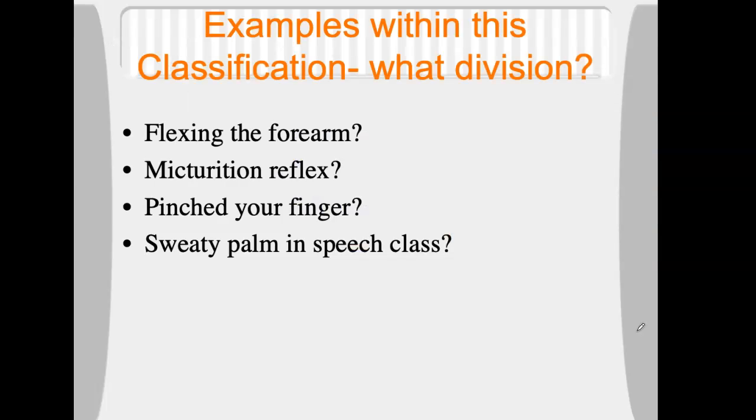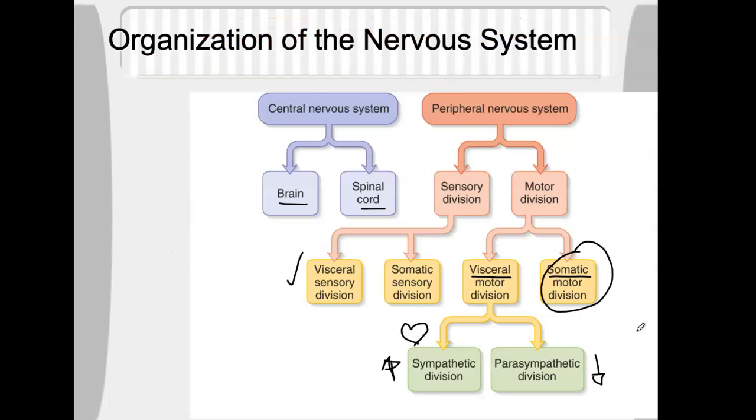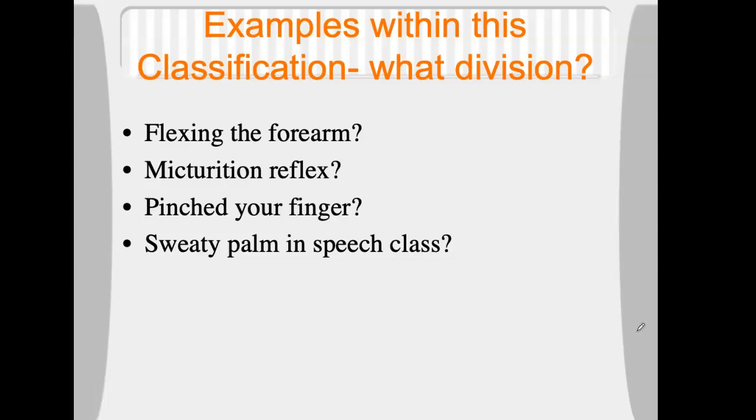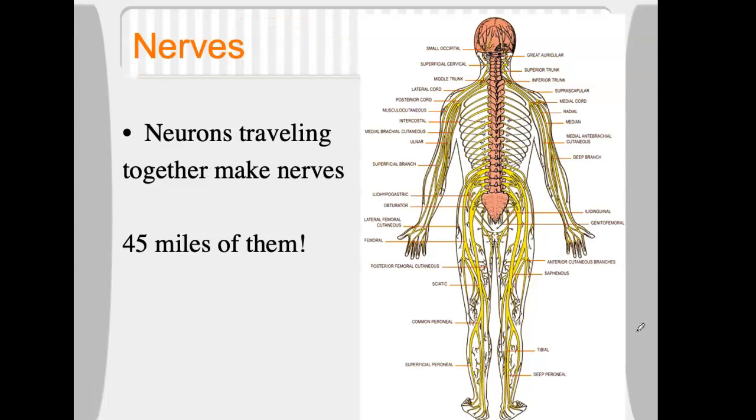What comes next is some examples. I want you just to do these by yourself. What do you think that flexing the forearm is? Where would it fit in this array of boxes here? What about micturition reflex, which is urination? If you pinched your finger, if you have sweaty palm in speech class, where does that fit in to those boxes? And I'm going to let you do that.